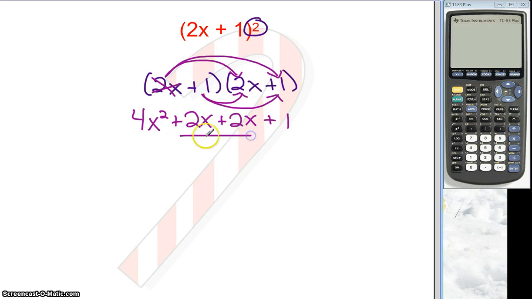But let's go ahead and combine our like terms. So 4x squared doesn't have a like term, so it stays 4x to the second. These two are like terms, so you just do what the signs tell you to. 2 plus 2 is 4. X carries down. Does not become x squared when you're adding. And 1 doesn't have a like term, so it comes down as plus 1.